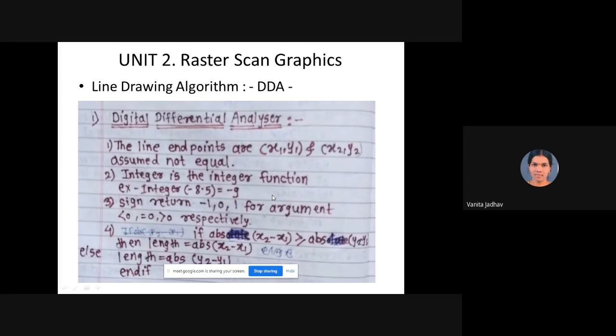Got it? Yes, students, are you getting it? Yes, ma'am. Okay, so keep in mind we are using this function while we are taking the examples. Now the next function, another function we are using in this algorithm, is the sine function.